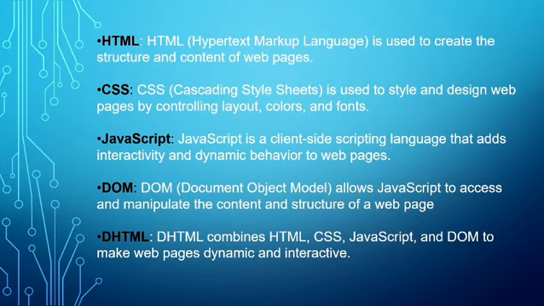As we already know, HTML is a hypertext markup language. It is used to make a structure of web page. CSS is a cascading style sheet. JavaScript is a client scripting language. DOM allows the JavaScript to access and manipulate the content and structure of a web page. DHTML is nothing but a combination of all these, HTML, CSS, JavaScript and DOM, to make the web page more dynamic and interactive.